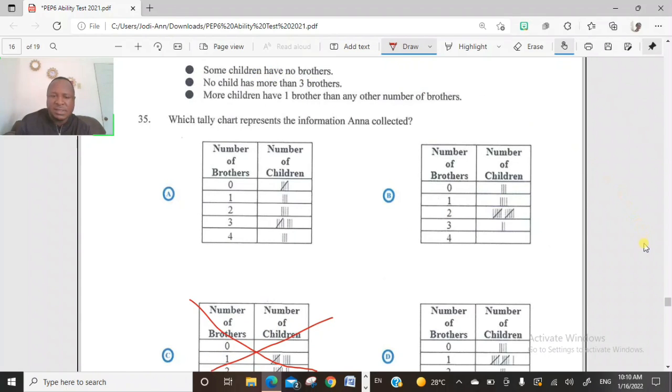No children has more than 3 brothers. So this one is saying that 3 persons have 4 brothers. So this chart is definitely out as well.